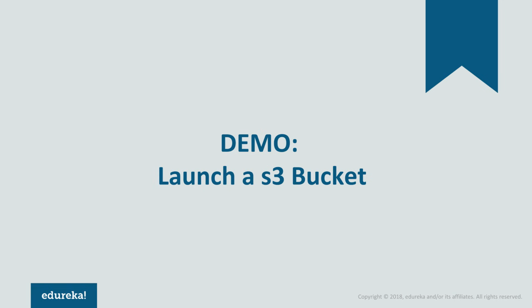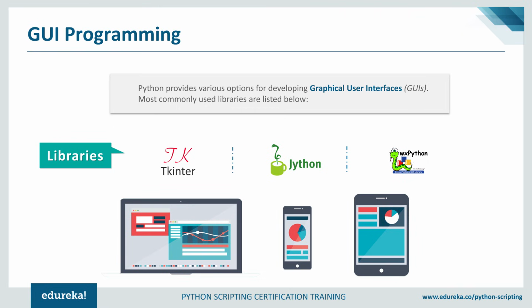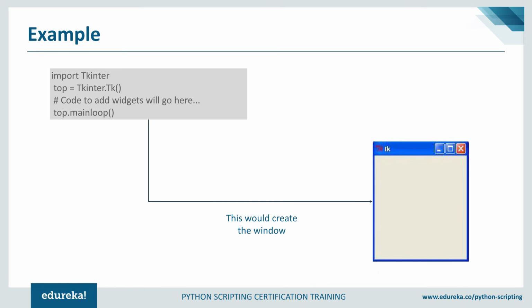So here we have successfully launched an S3 bucket. Next, let us move on to our last topic, which is GUI programming. Python provides various options for developing your GUIs, which is nothing but your graphical user interfaces. So many libraries which are commonly used are tkinter, then we have Jython, we have wxPython. So let us just create a GUI using tkinter. So here this is my library which is called tkinter, and this is a simple code wherein you will just generate a window. So now let me go back to my PyCharm and let us see how tkinter works.